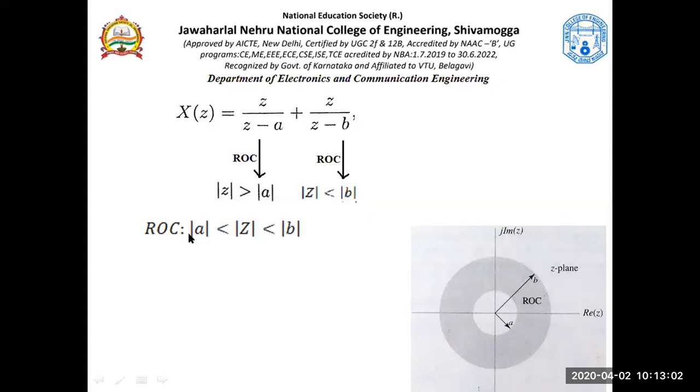Why did we write it like this? Because we are writing the ROC of only one signal. We have shown it separately here, but you should understand x of z is the combination of the x of z's of positive time exponential as well as negative time exponential. So we are combining the ROCs. If you combine ROC, what happens? See here, for positive time exponential, the ROC is beyond this, that means greater than a. So wherever you go, it's a, because it's magnitude of a.